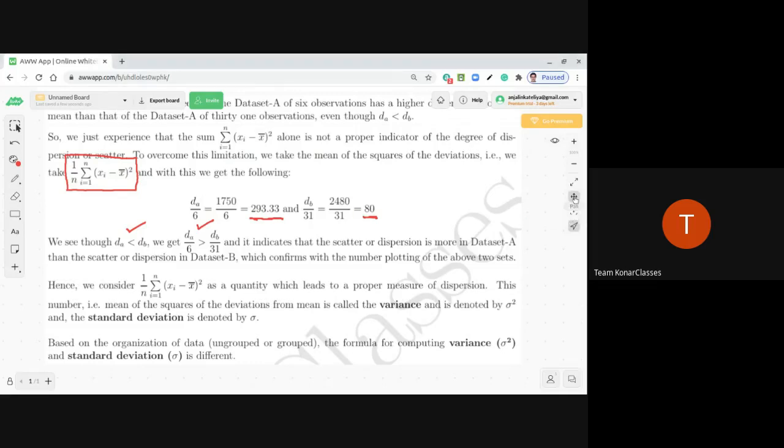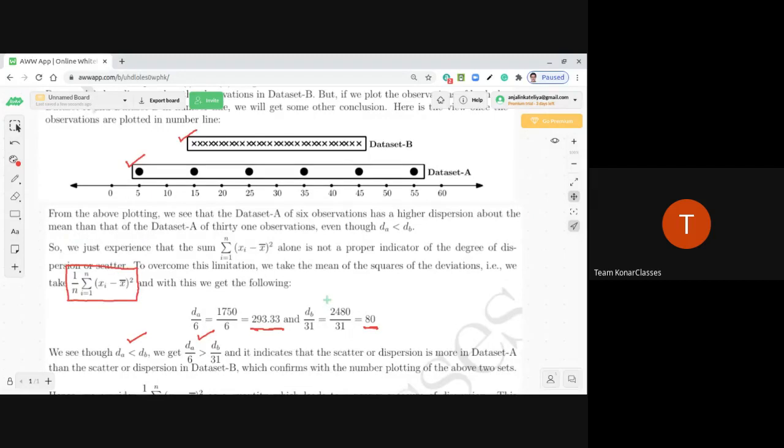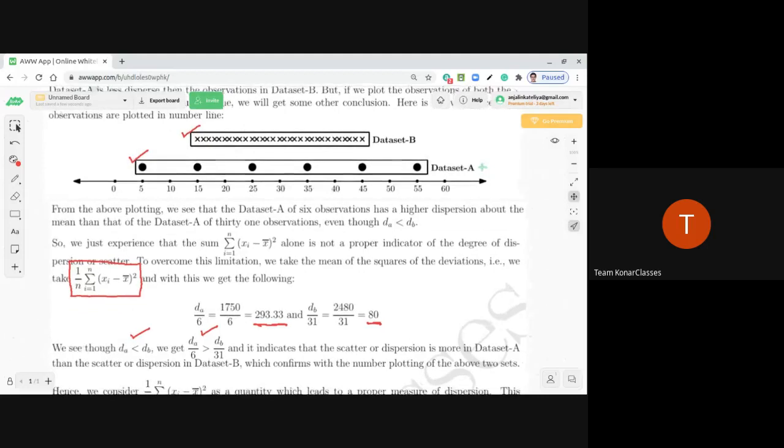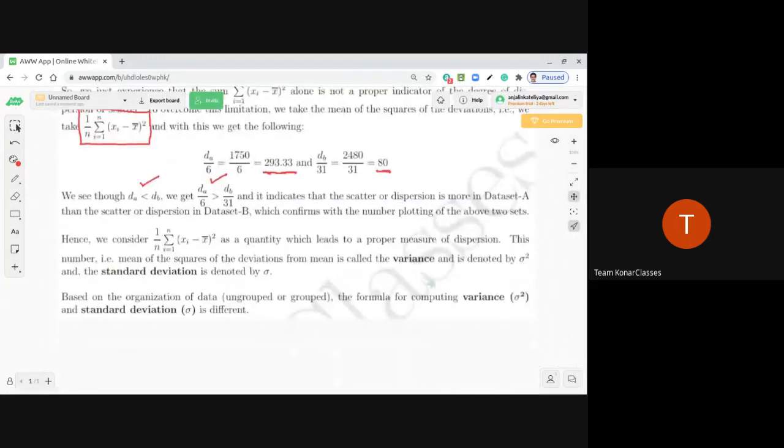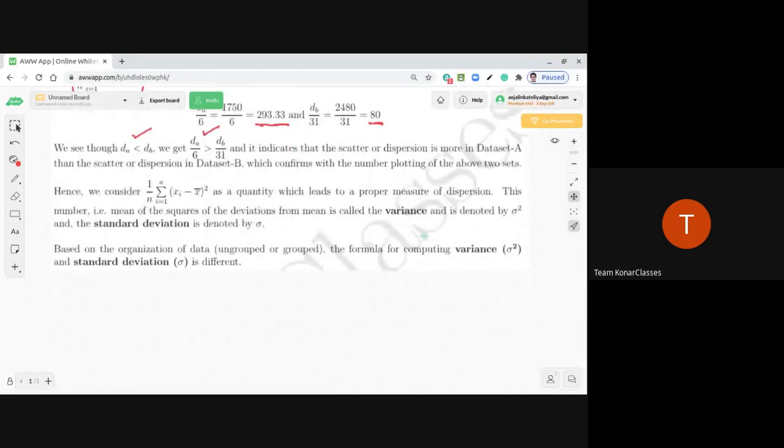Correct, dear students? Here, dA by 6 is greater than dB by 31, which means the scatter here is more. Here means this is more than this one, and which confirms what we have plotted on the number line. So we consider that 1 by n, summation i equal to 1 to n of (xi minus x bar) whole square, is a quantity which leads to a proper measure of dispersion.